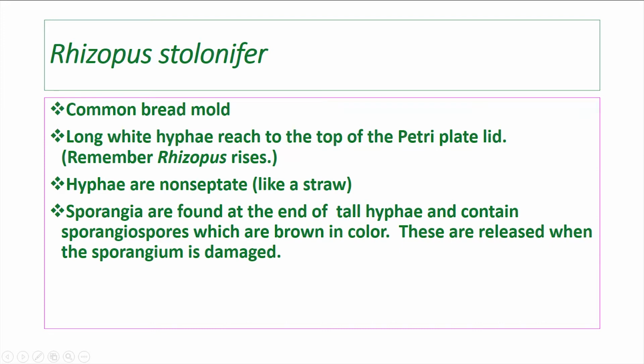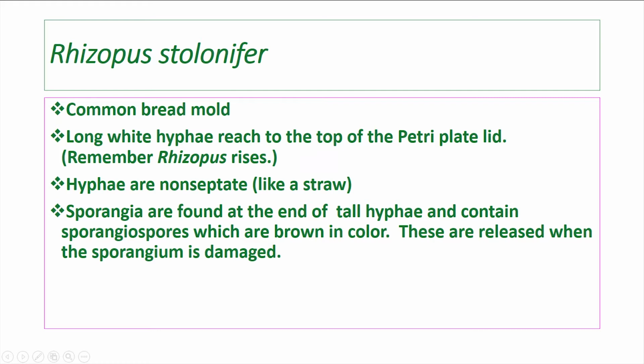One of the things it does do, though, is it produces really long white hyphae that will actually knock off the lid of a petri dish unless you tape it down. So it grows up really tall. It has hyphae, but these are non-septate, so it's like a straw. It's perfectly smooth. It doesn't have any tick marks. And of course, because scientists hate people learning things, they changed up the naming scheme for this. They've changed it to sporangia or sporangiospores.